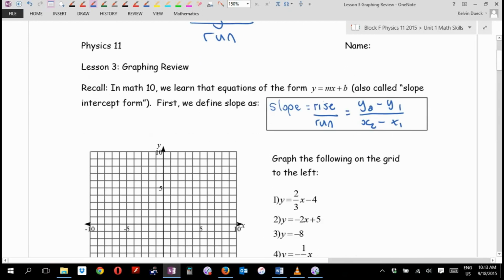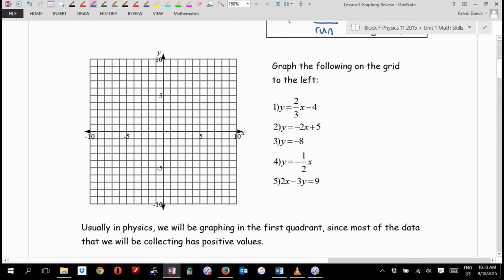So graph the following on the grid to the left. You can freehand if you want. Later on, we're going to be doing kind of a lab activity. If you're drawing a line on a graph that you're handing in to me, I do want you to use a ruler. If you don't have a ruler, let's decide right now.